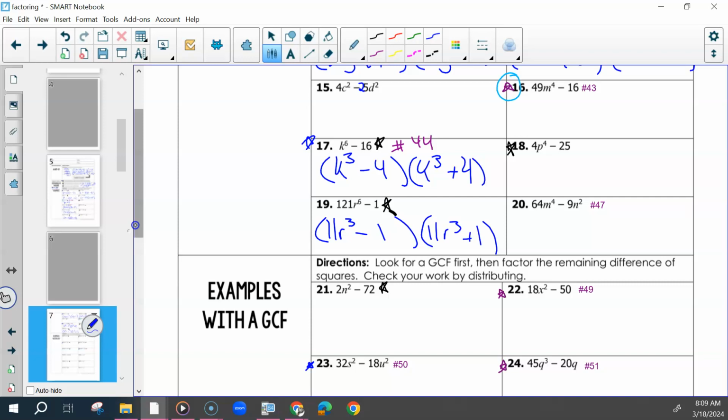Do we have any questions at all on how the difference of squares works? Add a step. If you see a binomial, it's one of three things: either GCF or difference of squares, or it could be a mixture of both. We're going to try some of those.